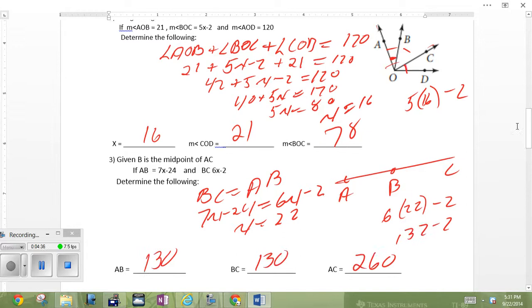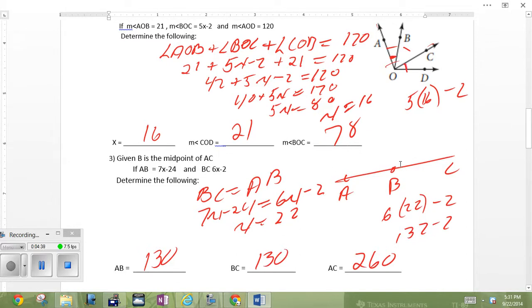B is the midpoint, which means AB and BC are equal. Paint the picture. B is the midpoint of AC, so BC is equal to AB. There it is. Solve for X. X is 22. Throw it back in, find the values. I'll list them down there. 130 is AB, because why? It's 6 times BC, which is 6 times 22, 132 less 2, that's 130. This is 130. Their sum is 260.